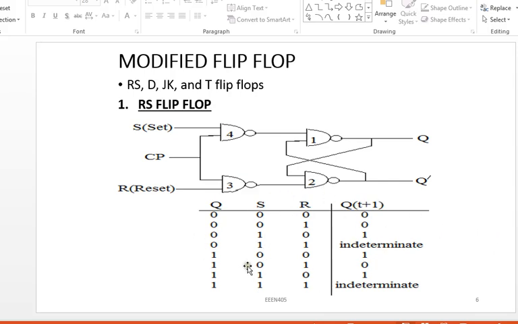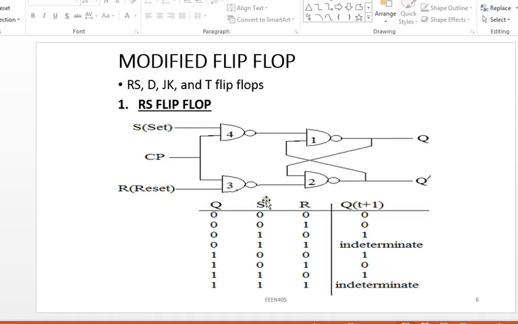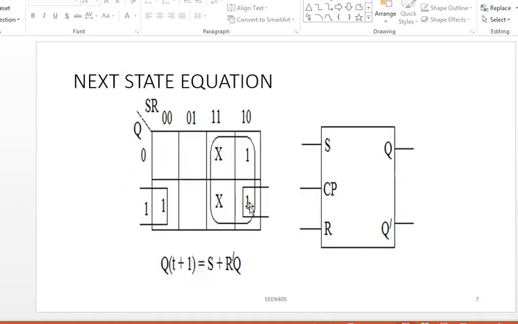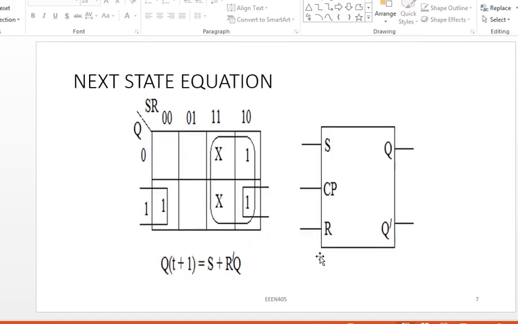derive our next state equation for the modified RS flip-flop. And this is what we do. We have 3 variables here, Q, S and R, and I use my Karnaugh map here. I fill in the values. These XX are for these indeterminate conditions. We take them as don't care conditions.